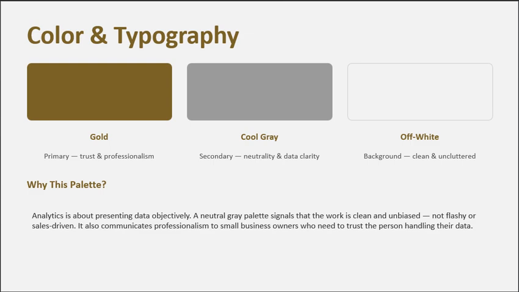So talking about color, I went with gold and gray as primary colors because I wanted the brand to feel warm and approachable. Analytics as a field can feel really cold and technical, and I didn't want that. I want someone to look at this and feel like, okay, this is someone I can actually talk to. The gray secondary color keeps it professional and neutral, and then the off-white background just keeps everything clean and easy on the eyes, which honestly is kind of the whole point of what I do for clients as well.